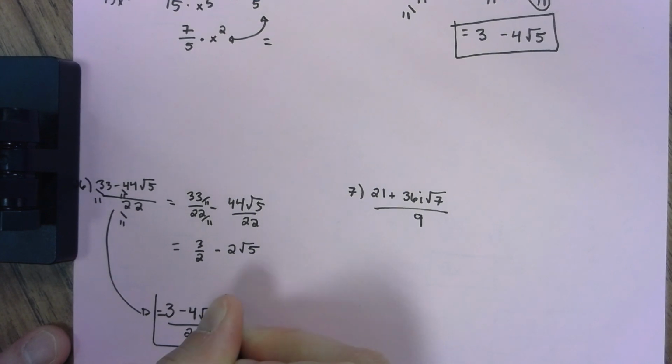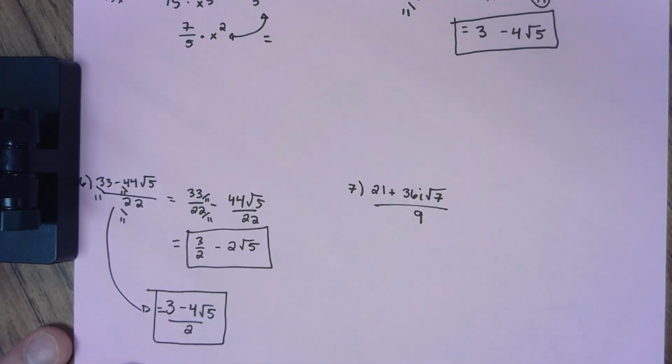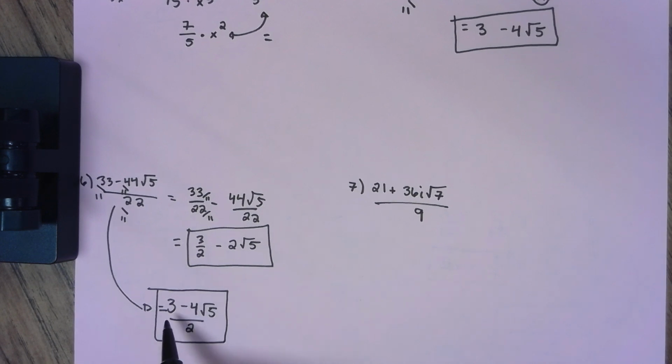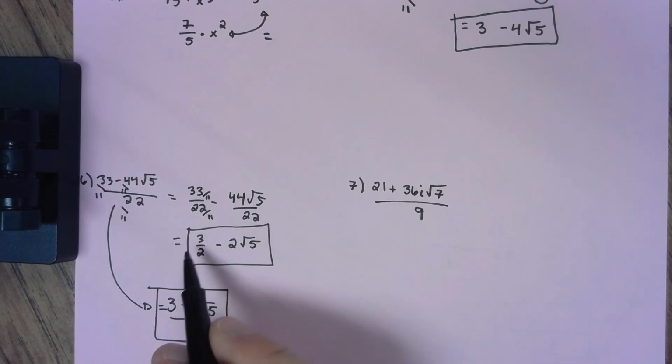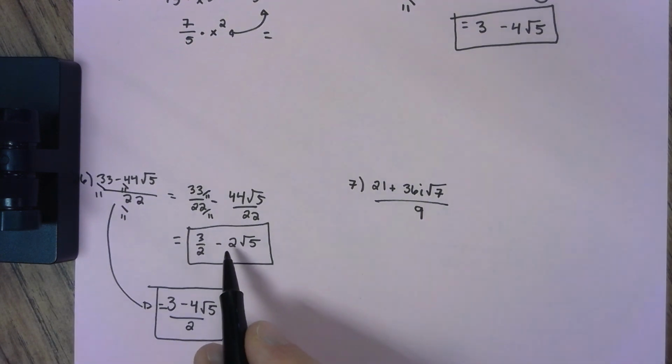So this expression factors to either term here. These are both the same thing. If you take this answer that I just came up with, 3 divided by 2 gives me that 3 halves, and if I take 4 root 5 divided by 2, that's how I get it to be 2 root 5.